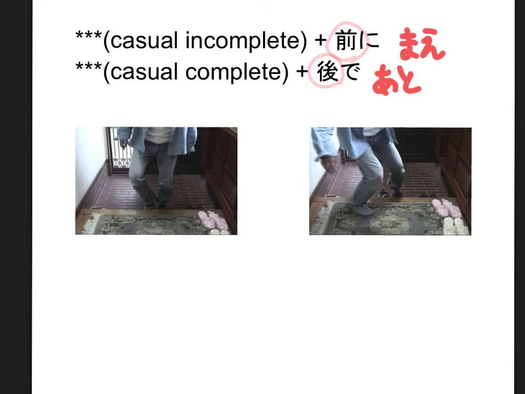What's really important to consider is that when you're using the mae ni, or before, you must use the incomplete, or what we call the dictionary form of the verb. These are those plain casual forms like nugu and agaru and hairu. Whereas the atode, the after pattern, must use the complete ta form of the verb, the casual past tense. For example, nuida, agatta, haitta. Those are required of each of those patterns.